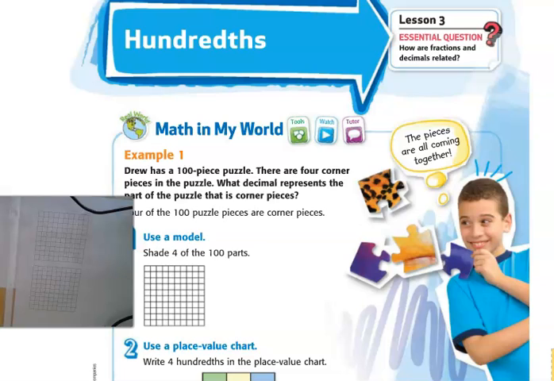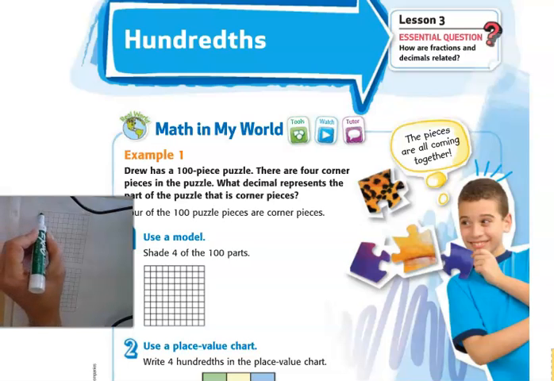Okay, so we're on chapter 10, lesson 3, and now we're talking about hundredths. So example 1, Drew has a 100-piece puzzle. There are 4 corner pieces in the puzzle. What decimal represents the part of the puzzle that is corner pieces?